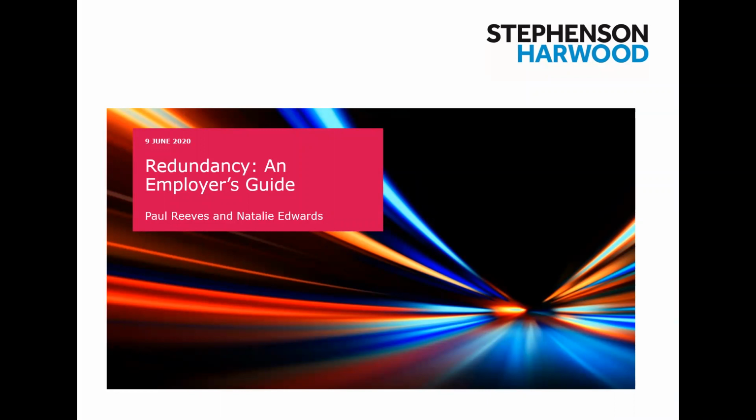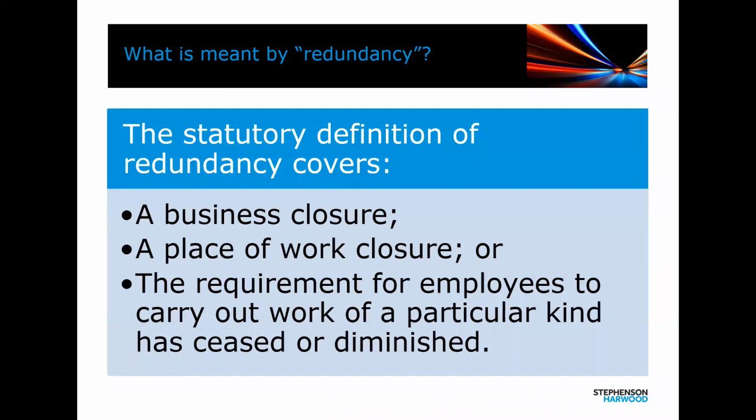So what do we mean by redundancy? Under the statutory definition, an employee is dismissed by reason of redundancy if the dismissal is wholly or mainly attributable to one of the following: a business closure, i.e. they close the whole business down; place of work closure, for example, where you relocate your business elsewhere, either within the UK or globally; or there's a reduced requirement for employees carrying out a particular role, and that has ceased or diminished. So this is what we would normally refer to as a role-based redundancy.